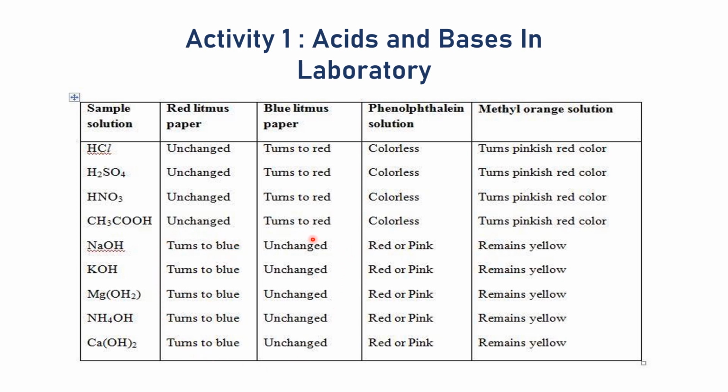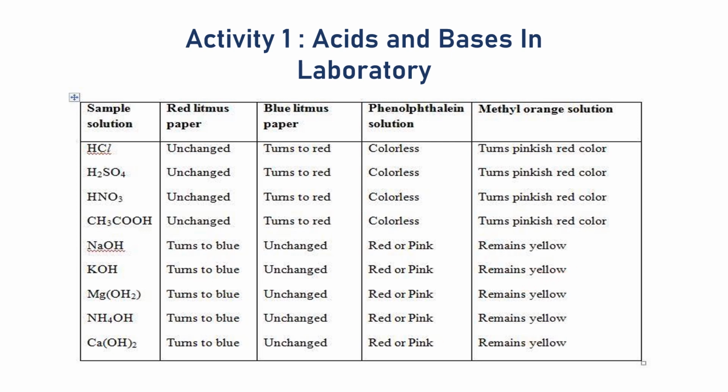With blue litmus paper, you won't see any change. Then phenolphthalein, yes, it will turn pink. And methyl orange will turn yellow, right? Red or pink they have given for phenolphthalein, or dark pink, fine. And methyl orange remains yellow, right? So these all are the changes that you will find with different solutions when you put acids and bases.